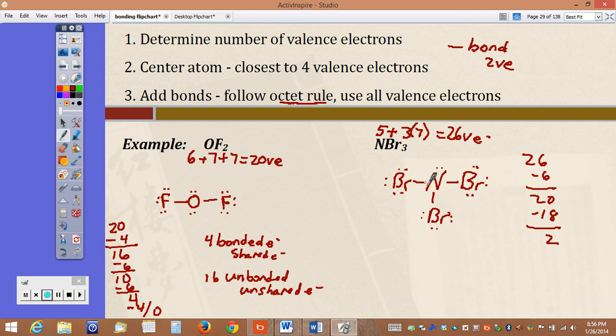Bromine has 2 in the bond, 3, 4, 5, 6, 7, 8. It has an octet. Both bromines here are the same. Nitrogen in the middle has 1, 2, 3 bonds, or 6 electrons, 7, 8. It also has an octet. Now, yes, these electrons count for bromine's octet and nitrogen's, and that's because it's being shared.